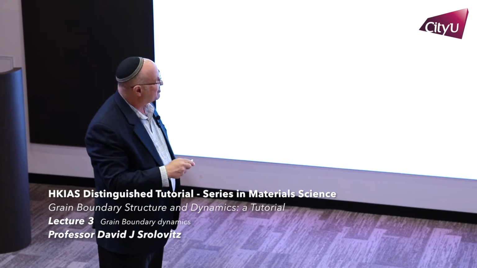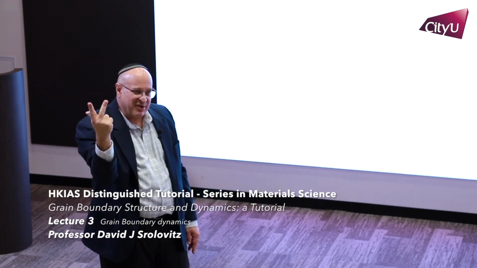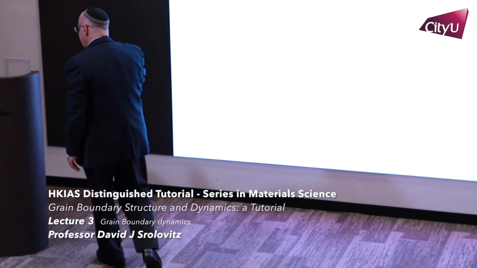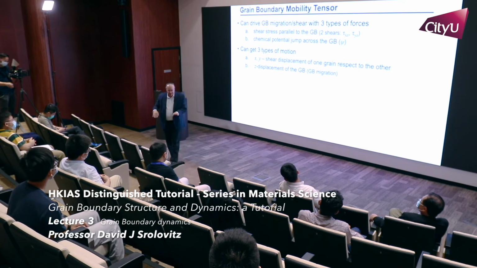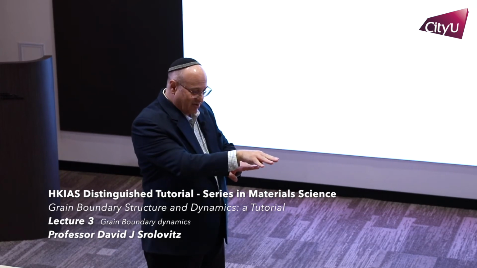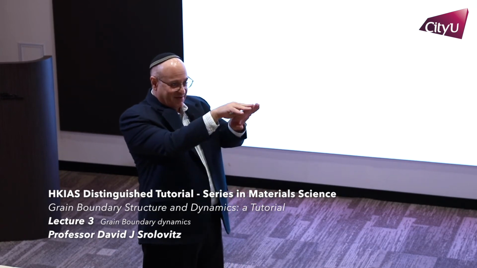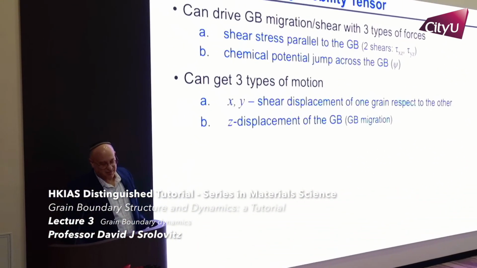I can also say, for example, have a chemical potential jump across the boundary that wants to drive the boundary to migrate. So I can have three kinds of forces. But I can also have three kinds of motion, because when I put a shear stress like this, the grain boundary can shear this way. It actually moves that way. Or if it's shear coupled, it can move up. Or if I put on shear stress this way, the boundary can shear like that, or it can move up. Or the boundary can just migrate without shearing. So the point is, I've got three kinds of driving forces and three kinds of displacements.